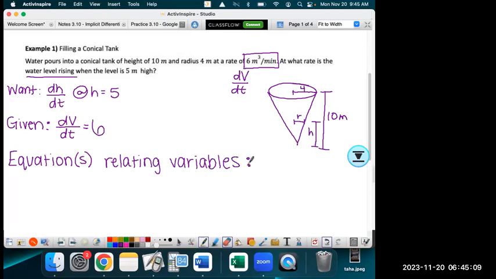The volume equation will get me my volume, radius, and height. And if you don't know the volume of a cone, I don't know that off the top of my head every year. I have to go look it up. That's fine. But I can tell you now, it's 1/3 pi r squared h.